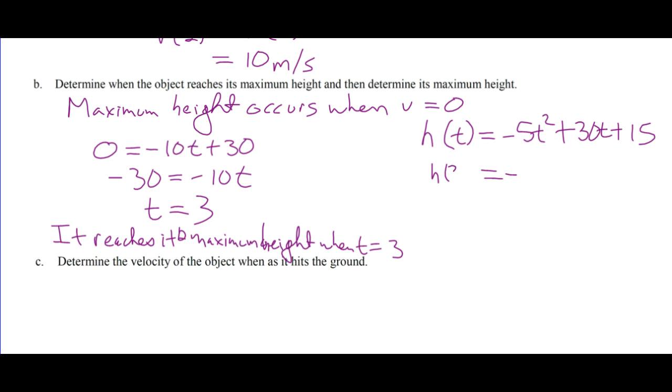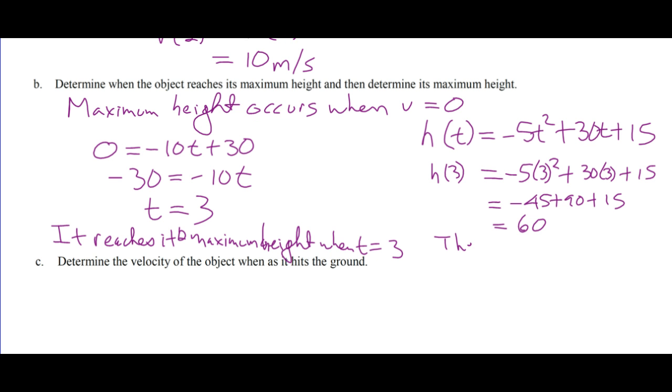So h of 3 plus 30. All right, so what do we got? Negative 45 plus 90, which is 45 plus 15. So 60? Okay, so what do we have? What are we going to say? The object reaches a maximum height of 60 meters at 3 seconds, right? I mean, that nails it all down.